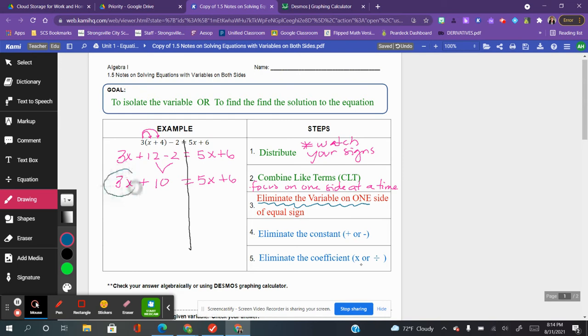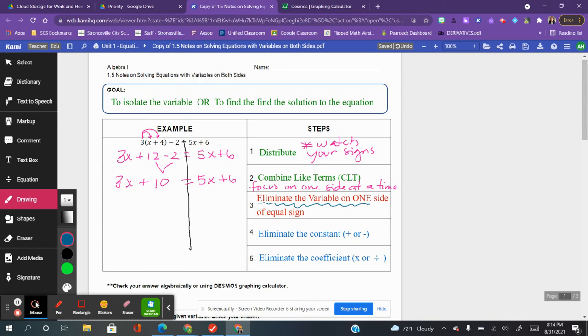I could get rid of this 3x by subtracting 3x on both sides of my equal bar. Or I could get rid of the 5x by subtracting 5x on each side of the equal bar. So I have some options. In either case, I'm eliminating one of those variable terms, and it does not matter which one you choose to eliminate.